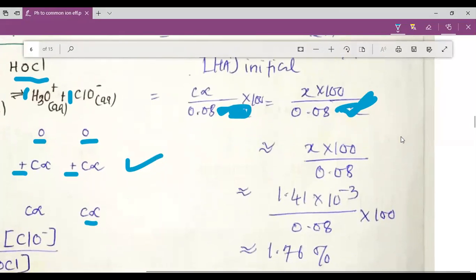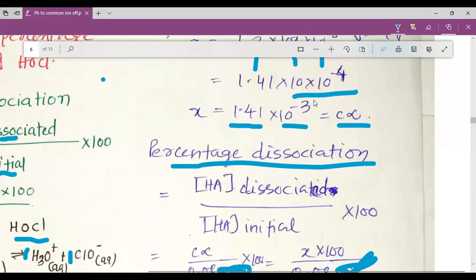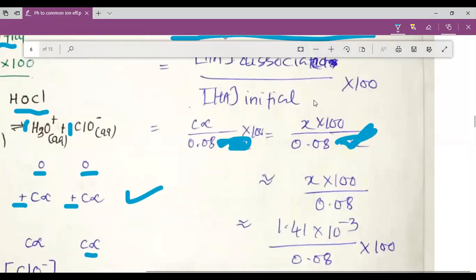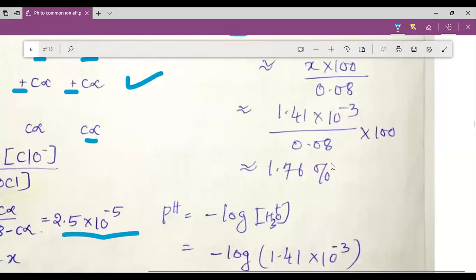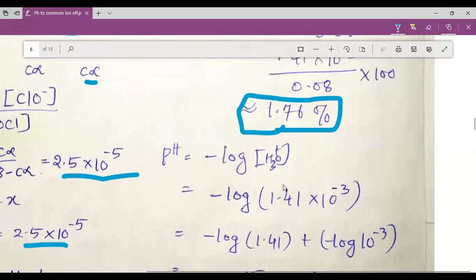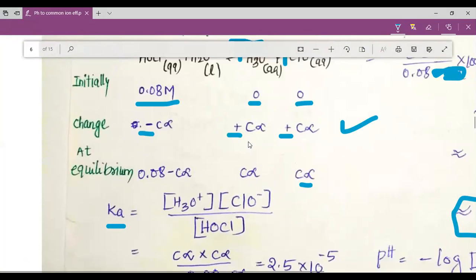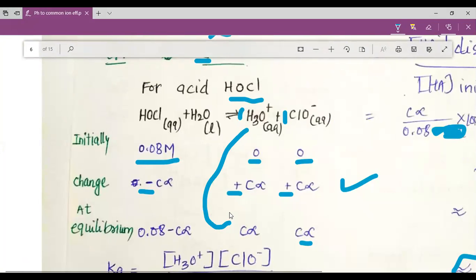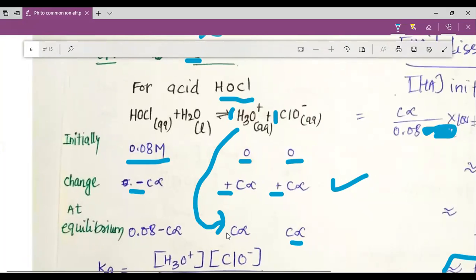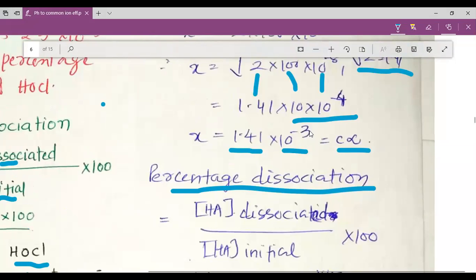What is the value of x? The value of x we have already calculated as 1.41 into 10 to the power minus 3. So we will put this value for x, 1.41 into 10 to the power minus 3 divided by 0.08, multiplied by 100, and finally we get the answer as 1.76%. Now we have got the concentration of H plus, my dear students, because we know that the concentration of H3O plus is nothing but your C alpha, and the value of C alpha, that is equal to x, we have got it here. The value of x is 1.41 into 10 to the power minus 3.